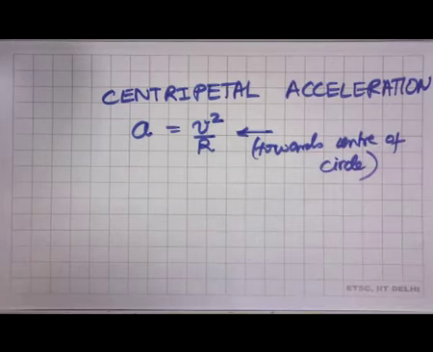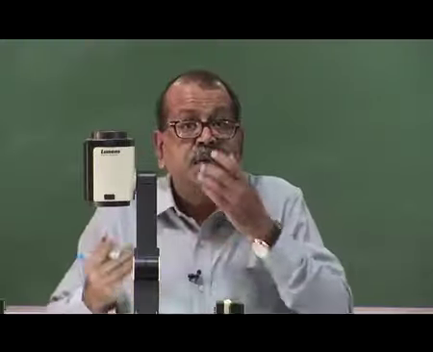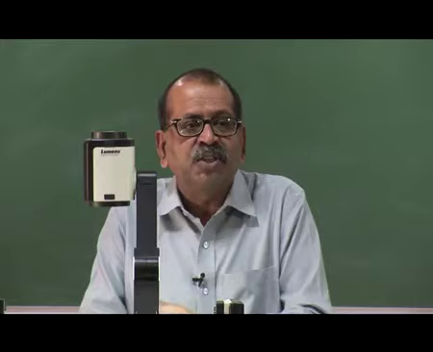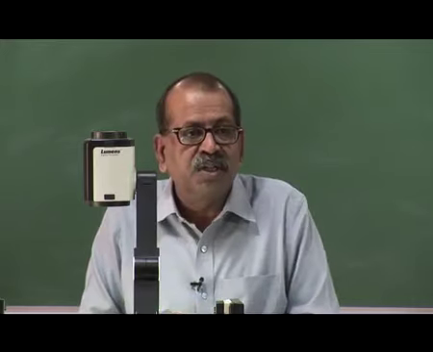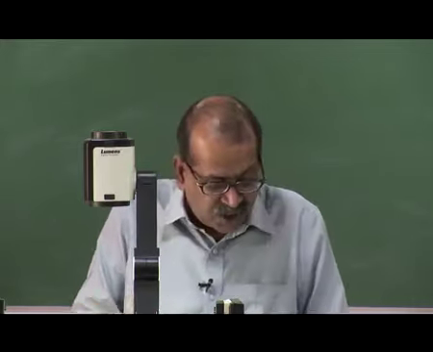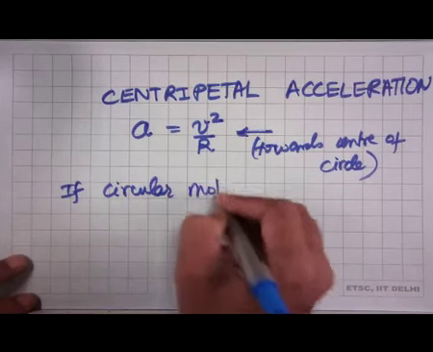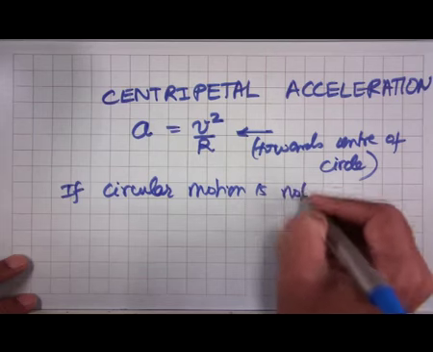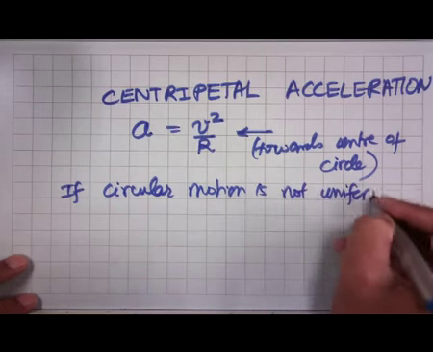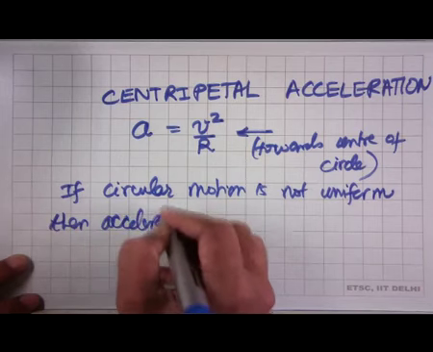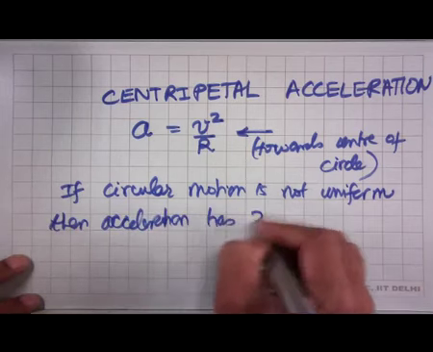So, now this is from the kinematics viewpoint. From the dynamics viewpoint, as we discussed, there has to be some force which has to be equal to mass times acceleration, and this force has to be external to the body. Now, if circular motion is not uniform, then acceleration has two components.